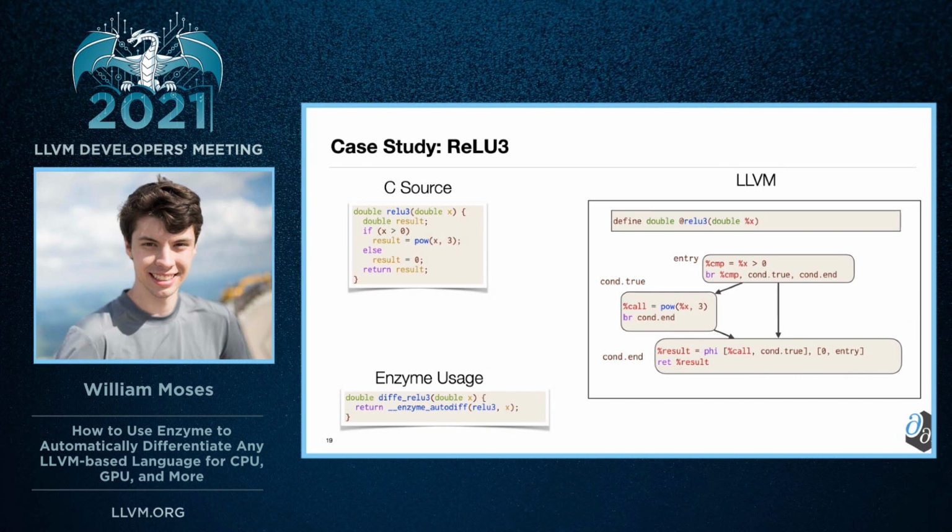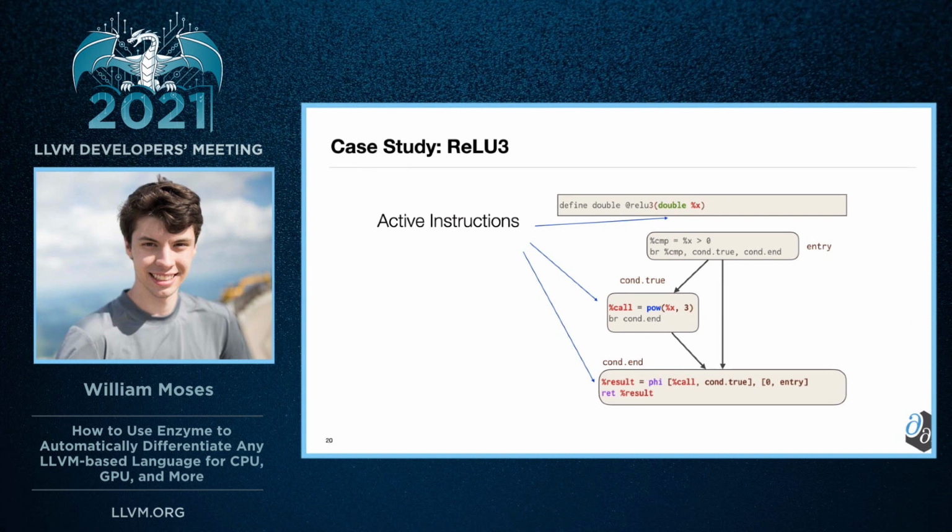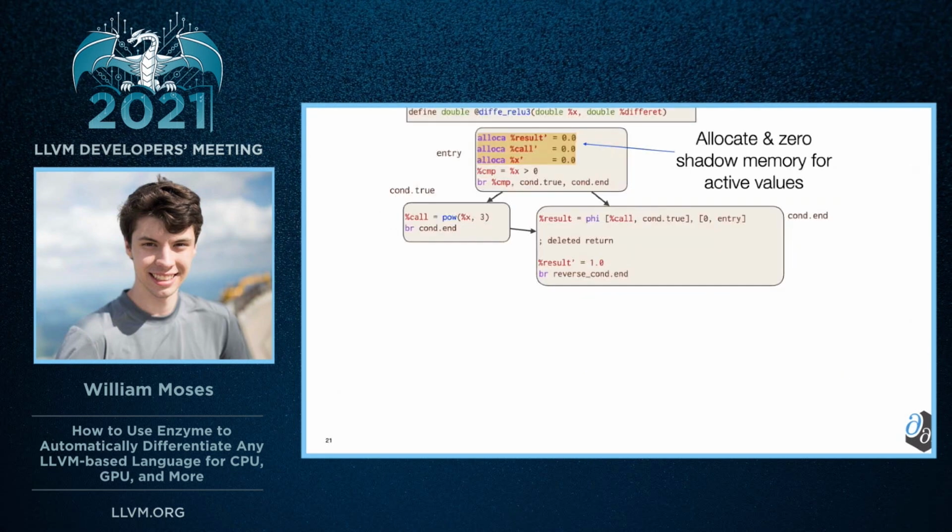Enzyme begins by running a couple of different analyses. The first of these is called activity analysis, in which it deduces which of the function arguments and instructions are necessary or impact the overall computation of the derivative. Here, we find that the argument x, the call to tau, the c, and the return instructions all can impact the derivative computation. From here, we go ahead and allocate and zero what's referred to as shadow memory, or equivalently, the location that the derivative or gradient is going to be computed inside of, for all of those active values.